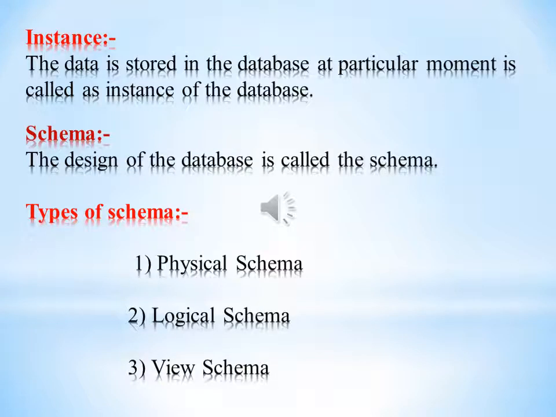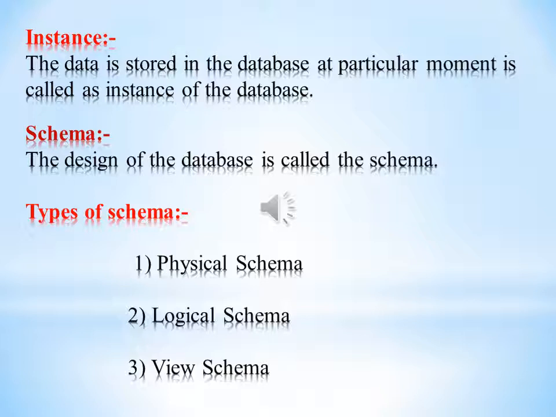Now let's see the instance. The data stored in the database at a particular moment is called an instance of the database. In a database, changes are quite frequent. For example, insertions, deletions or updates are frequent operations on the database. In the example of application programs, the value of a variable at a particular time or situation is called an instance of the database schema.